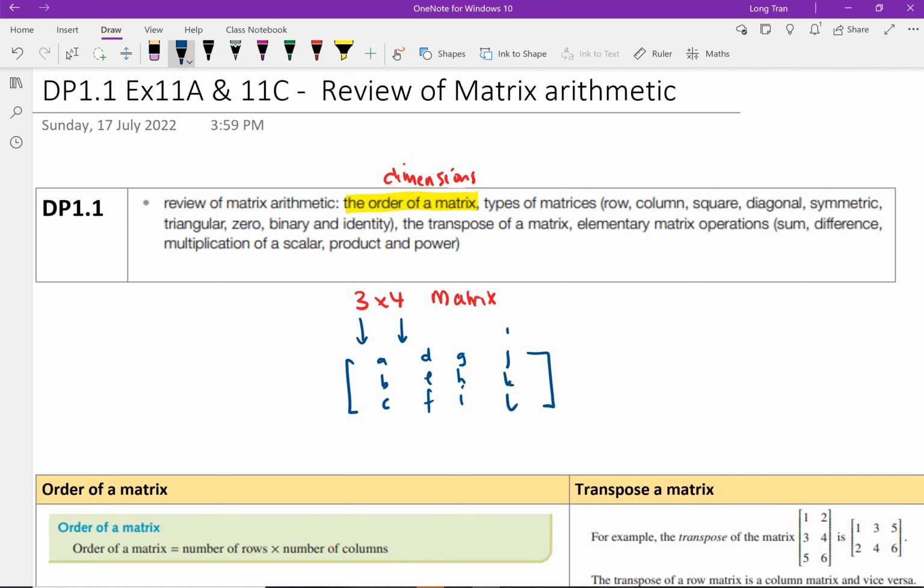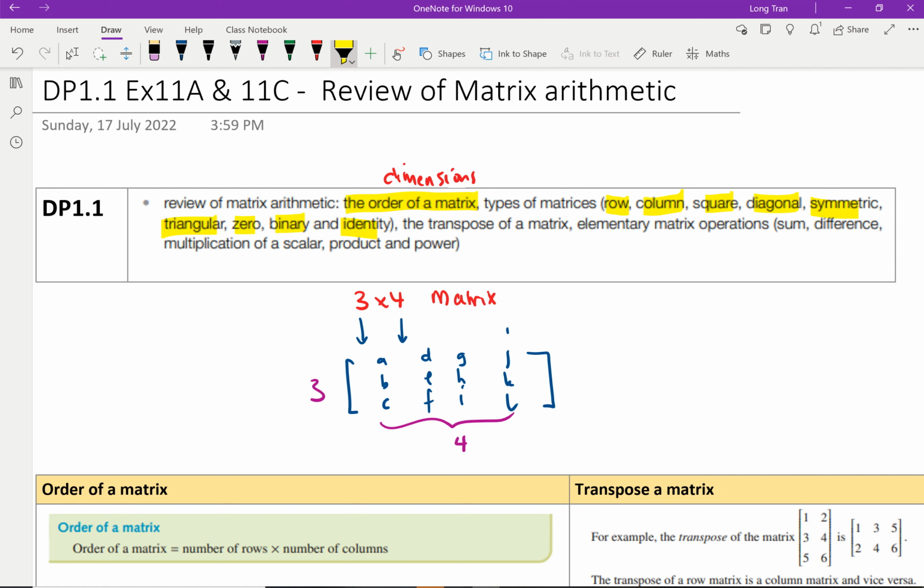All right, so we've got a 3x4 matrix. That means it's 3 rows by 4 columns. So right here, I'm just going to put 3 rows by 4 columns. So that's the order of a matrix. Very good. Next part is they talk about types of matrices. You have a row matrix, column matrix, square matrix, diagonal matrix, symmetric matrix, triangular, zero, binary, and identity.